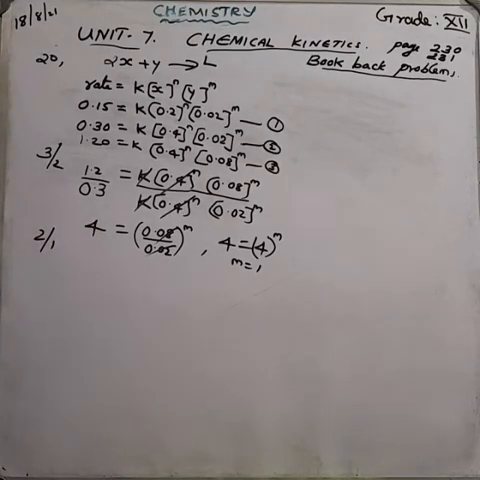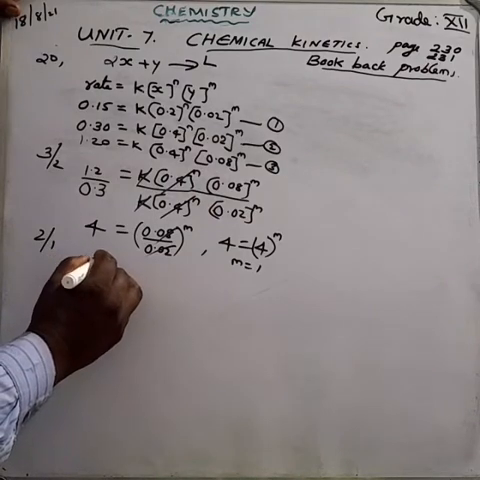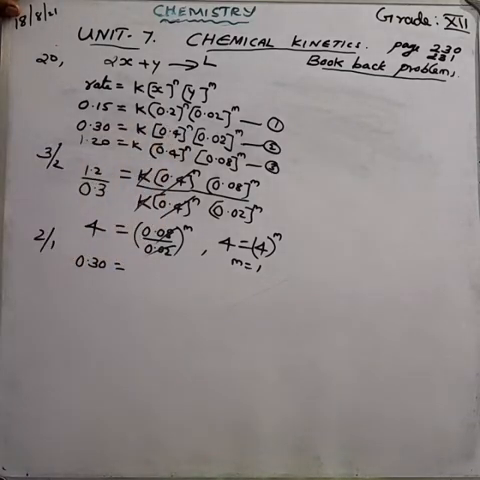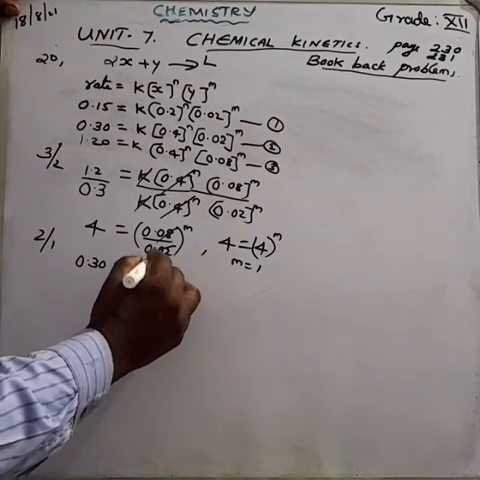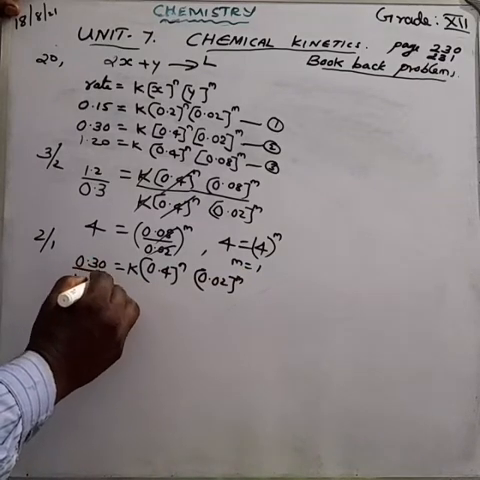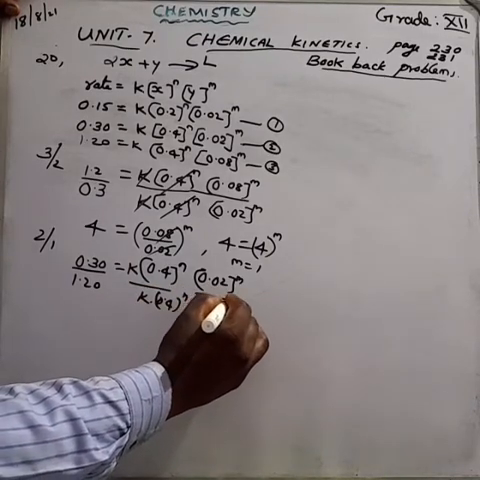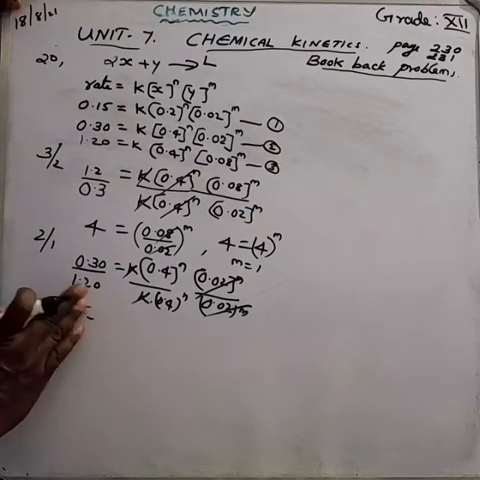Please check the tabular column. Equation 2: what's about equation number 2? The rate value is 0.30, the X value 0.4 and the Y value 0.02. And you have to write equation number 1 also: rate value 0.15, X value 0.2 and the Y value 0.02. Here also, which are the possibilities for cancelling? 0.02 power M and 0.02 power M can be cancelled. So 0.30 divided by 0.15, cancelling we get 2.